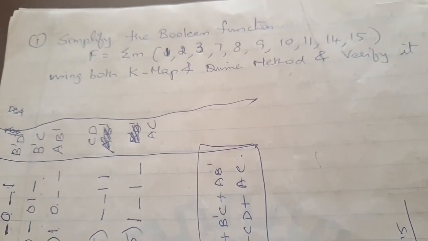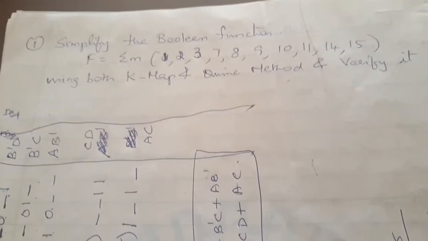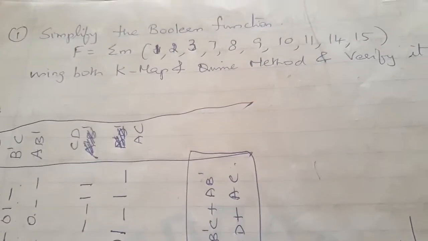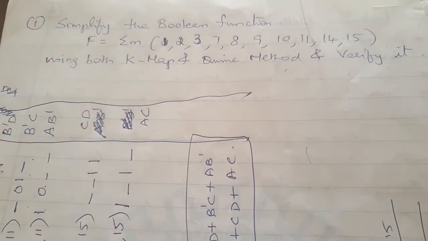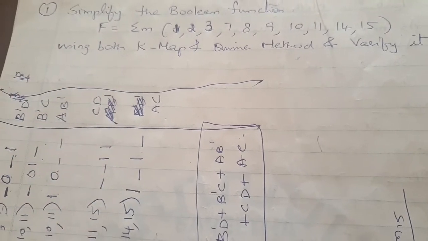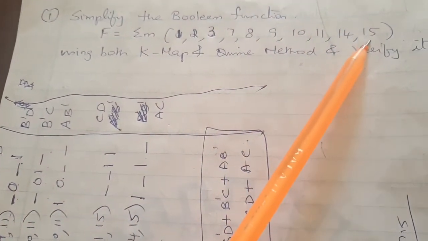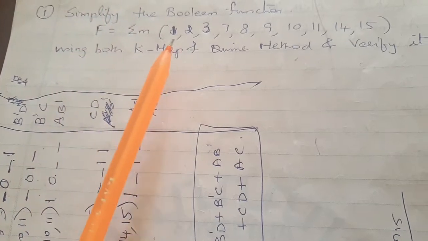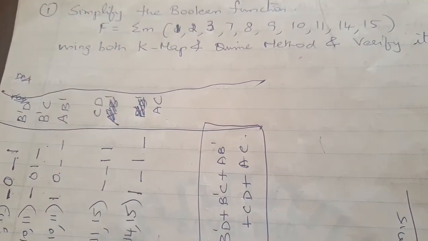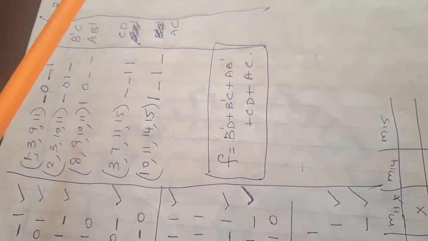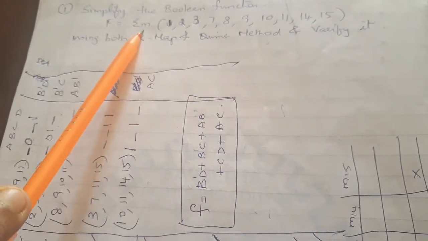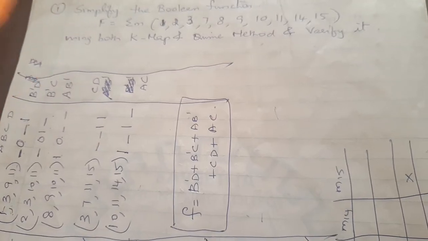If the number of variables is less than 16 or 32 combinations, you can use K-map. If it is more than that, we cannot, so we use only one method. Since it is less than 16, we can use a 4-variable map also to verify the output. First, once you get this, it is a list of minterms. Only minterms can be used in this Quine method.